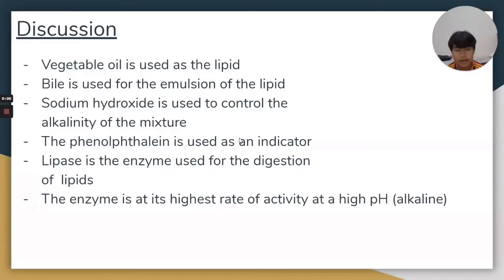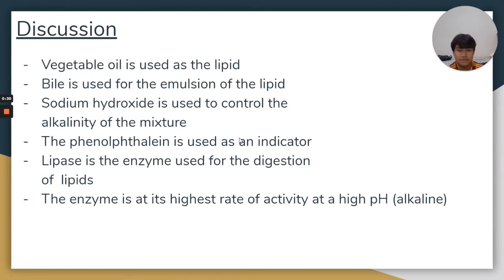Thank you. Right, I'll be presenting the discussion part for the digestion of lipid or experiment 4.3. So the lipid here used is vegetable oil, where 3 or so droplets are used for each test tube. Bile is used for the emulsion of lipid. This basically means it breaks it down into smaller droplets, therefore increasing its surface area, which is important as it increases the rate of reaction between the lipid and its enzyme, right?